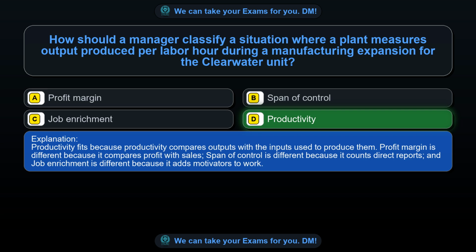Productivity fits because productivity compares outputs with the inputs used to produce them. Profit margin is different because it compares profit with sales. Span of control is different because it counts direct reports, and job enrichment is different because it adds motivators to work.